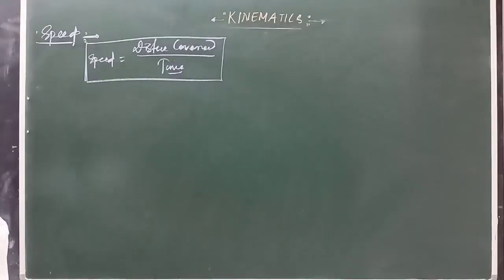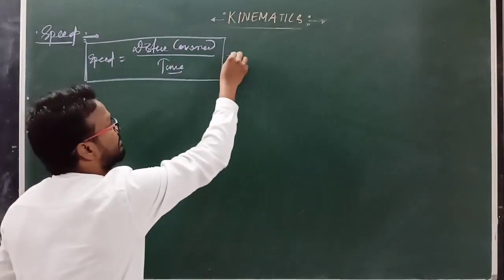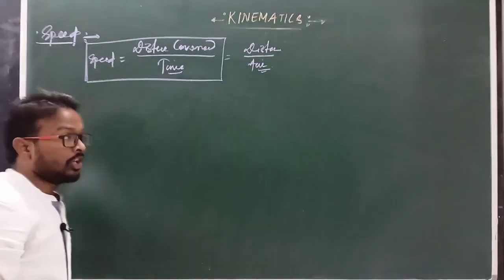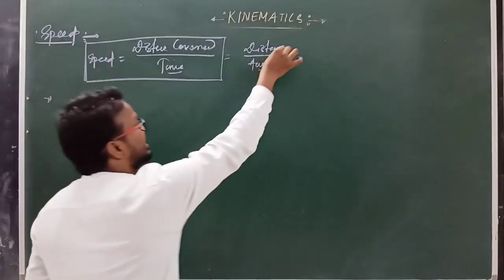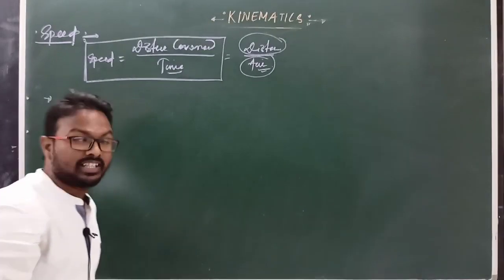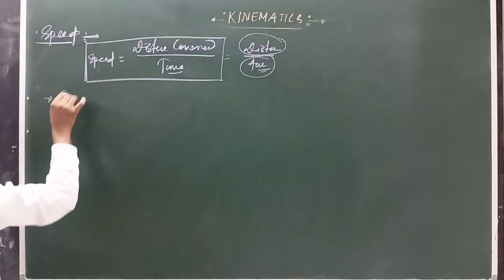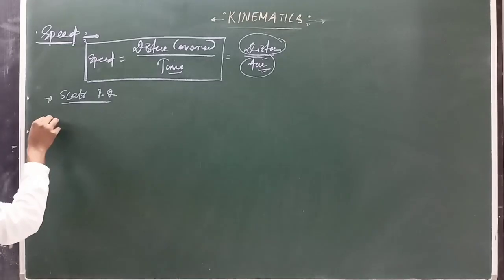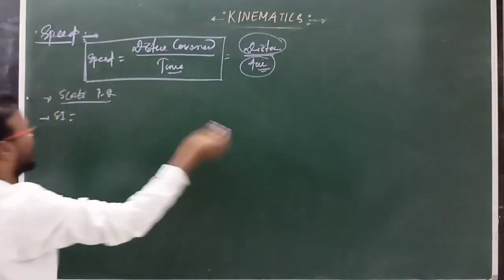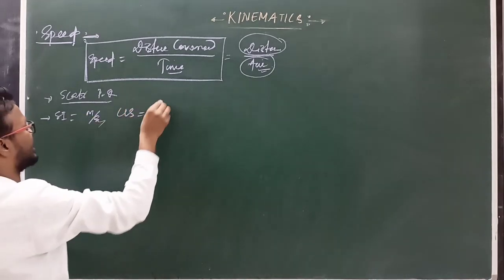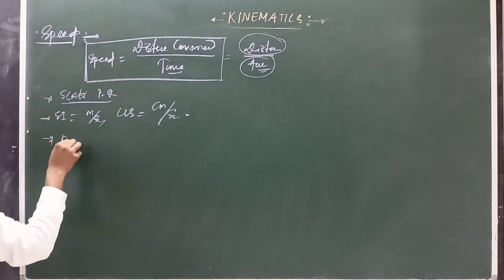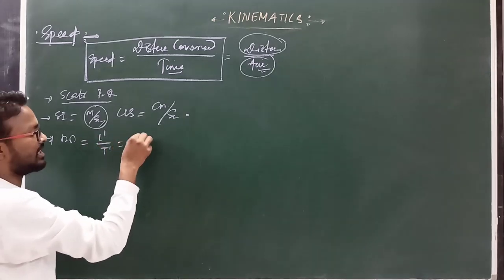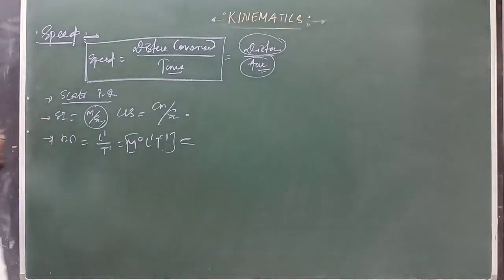Clear? Okay. So speed equal to distance by time. Simply you have to remember here, distance upon time is known as speed. But here, if distance is a scalar quantity and time also a scalar quantity, then speed is also a scalar. So speed is a scalar physical quantity, and its SI unit you can write. What is SI unit? Distance by time means meter per second, and CGS unit is centimeter per second, and its dimension you can write. Meter is length, so you can write L1 T minus 1, means M0 L1 T minus 1 is the dimensional formula of speed.